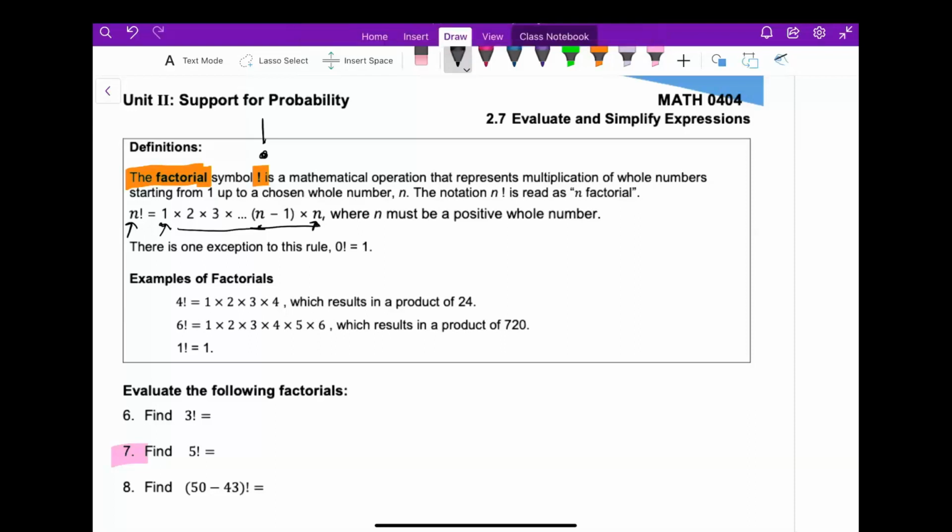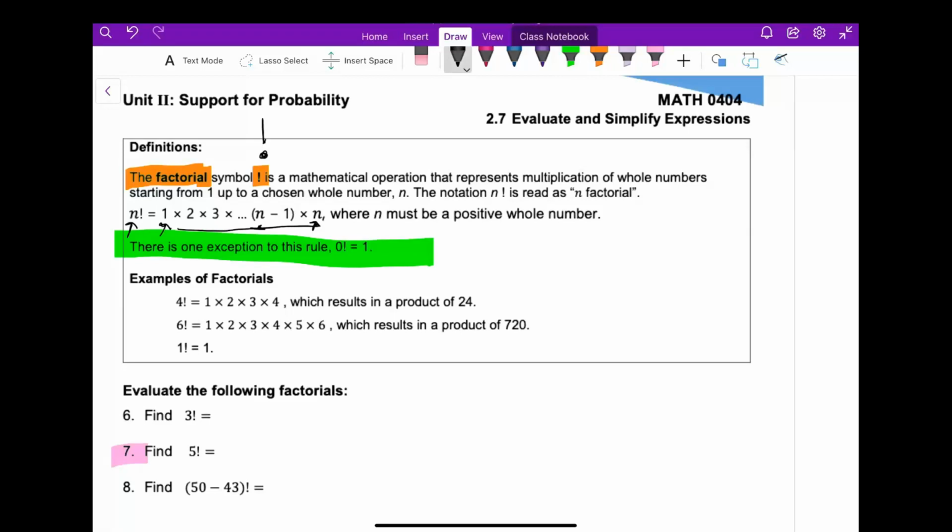N must be a positive whole number. And there is one exception to this rule. 0 is always such a special case. 0 factorial is always equal to 1. It's weird, but it's a rule. So let's highlight this rule. This one's really important, and let's go into some examples.